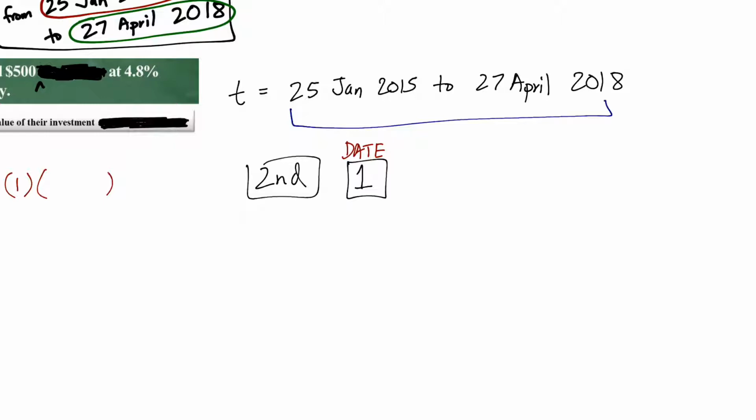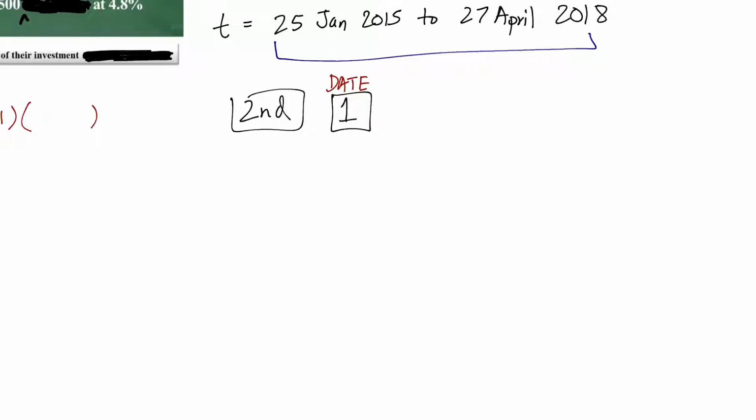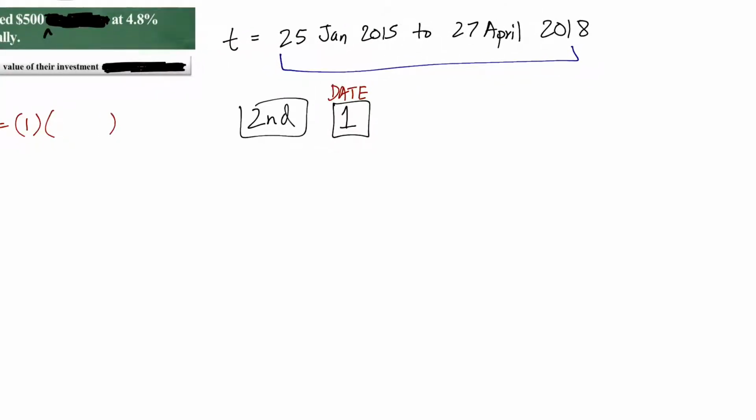By the way, on Blackboard, if you check out the calculator FAQs folder, there's a video titled How to Calculate N when 2 dates are given. That's the same idea. Anyway, coming back to this, since we have it here, let's talk about it here.